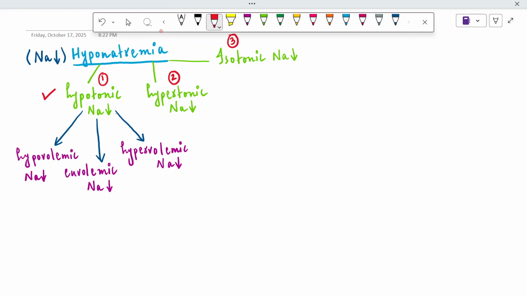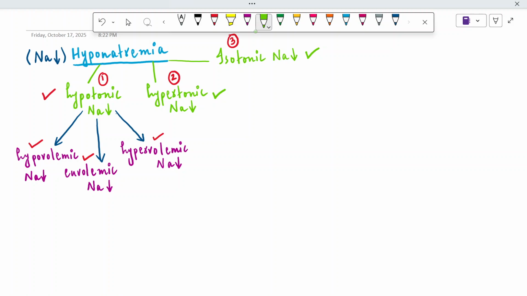But the first type, hypotonic hyponatremia, is further divided according to the volume. It's hypovolemic, euvolemic, and hypervolemic hyponatremia of the hypotonic variety. Let's talk about the hypertonic first and then we'll move towards the isotonic.